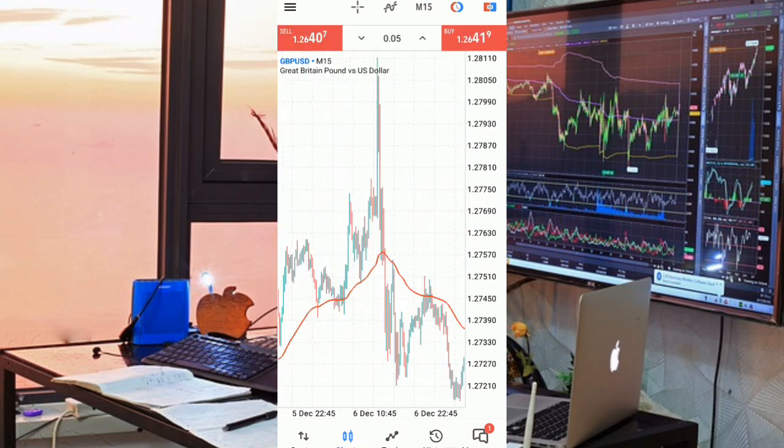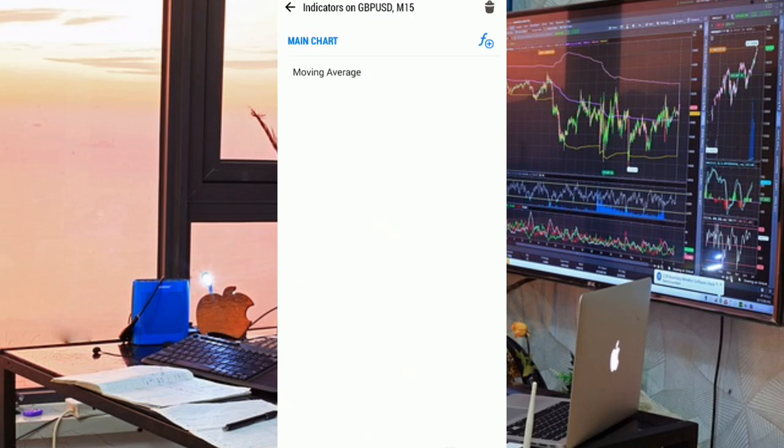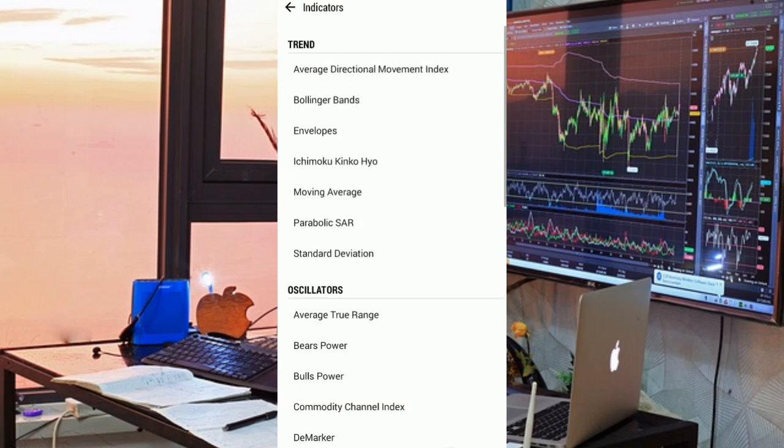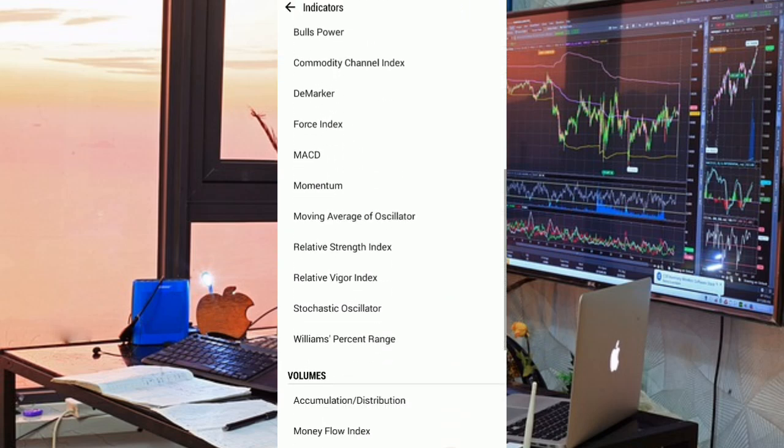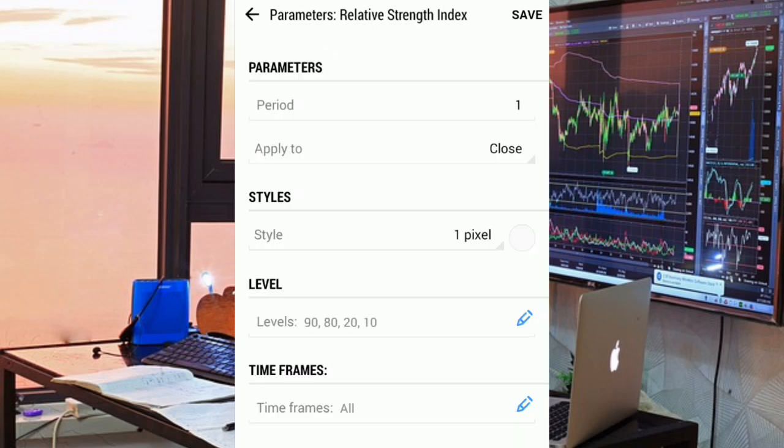So guys, if you master this one, because right now I'm going to add the RSI, and we're going to see how we can utilize these two together. So I'm going to add the RSI right now, but the problem is our moving average is on the main chart. So right now I want us to add the relative strength index. For this one, we're going to enter period 1, apply to close, and we're going to make it white, 1 pixel white.